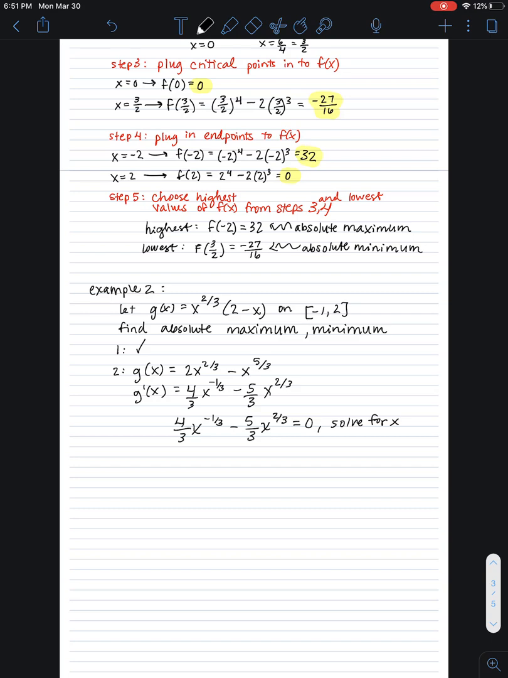Honestly, this is a disgusting problem. Let's see here. How can we rewrite this? Okay, if you simplify this by combining denominators and moving negative exponents into the denominator, we will get 4 minus 5x to the 2/3. Oh, I lied to you. 4 minus 5x over 3 times x to the 1/3. That's just finding a common denominator and then moving around exponents a little bit.